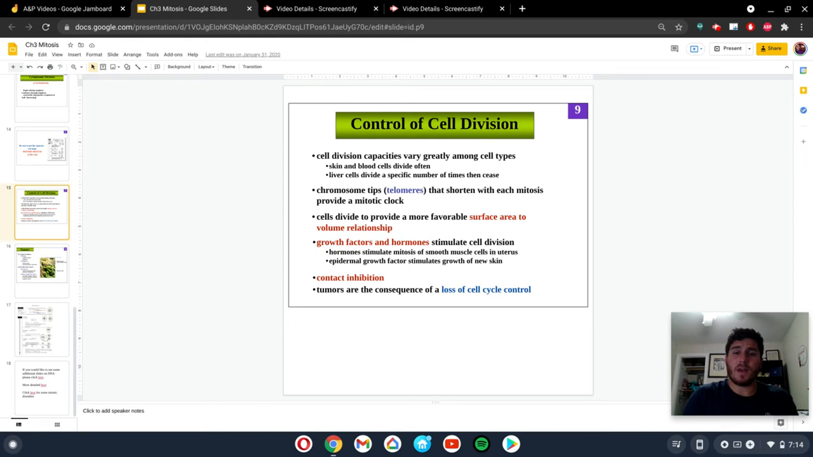Cells divide to provide a more favorable surface area to volume ratio. In other words, think of it like, I like this example, a Reese's peanut butter cup. If you cannot eat these, I'm sorry for you. But if you think about a Reese's peanut butter cup, there are different sizes, right? You can get the regular, you can get the minis, or you can get those ridiculously large, massive peanut butter cup things. They have like the Reese's eggs and so forth. If you don't know what I'm talking about, Google it.